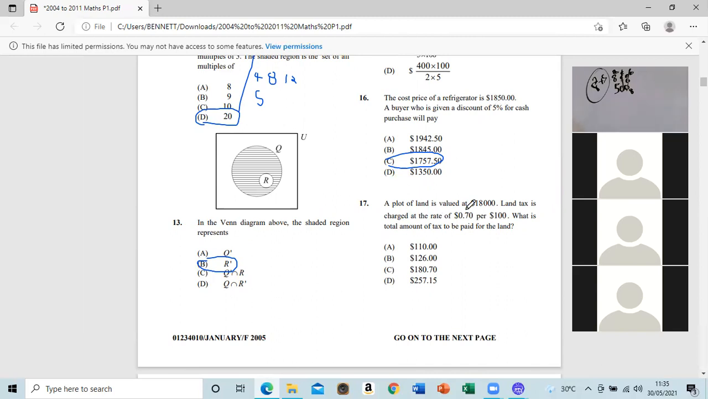A plot of land is valued at 18,000. Land tax is charged at the rate of 0.7 per 100. What is the total amount of tax to be paid on the land? I just want you to be concerned about the procedure. What procedure would you have used to get that answer?